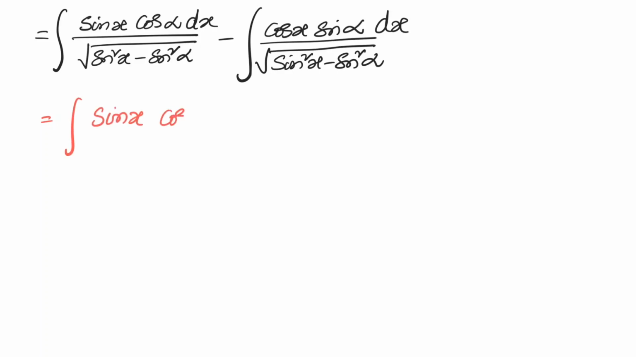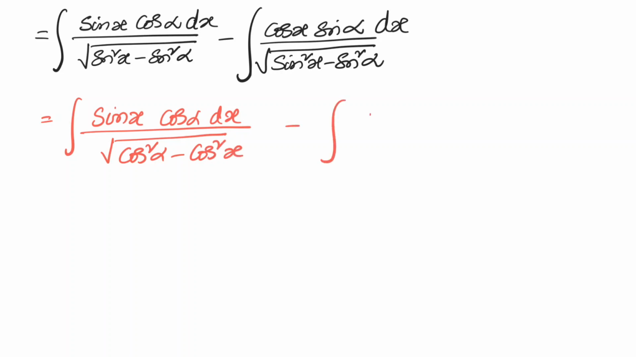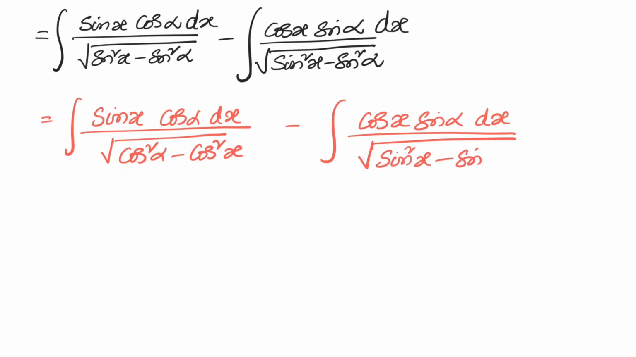So let us first try to change the denominator into cos for the first one, so that if I take cos x as t, then minus sin x dx will become dt. Sin square x minus sin square alpha can be written as cos square alpha minus cos square x, because we know sin square x is 1 minus cos square x and sin square alpha is 1 minus cos square alpha. For the first integral we will take cos x equals t, and for the second integral we will take sin x equals u.